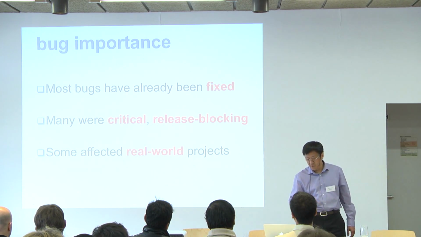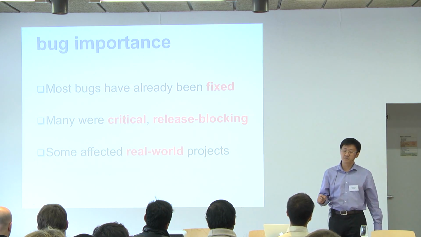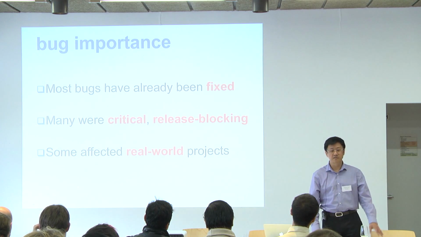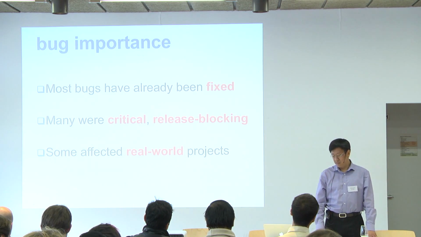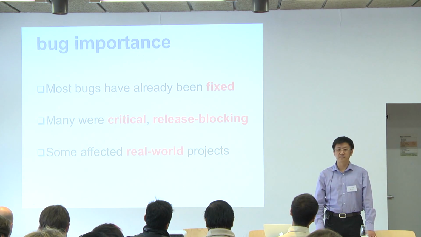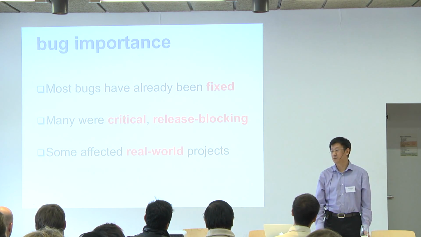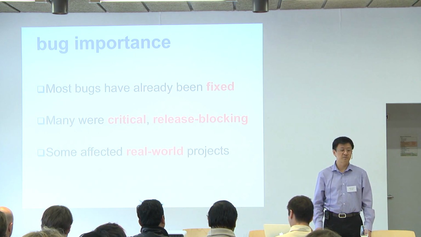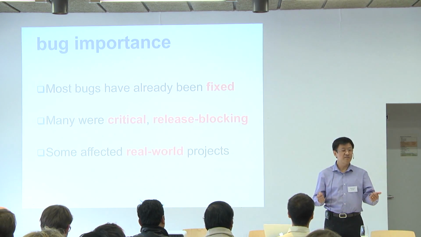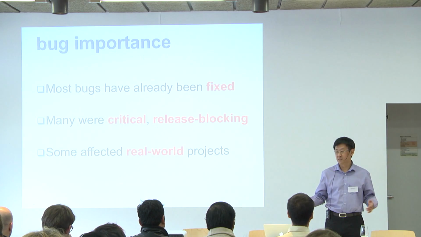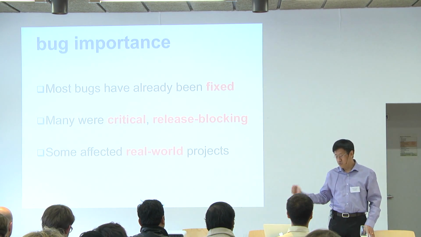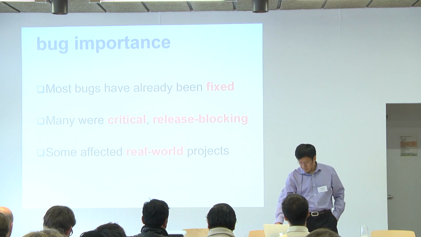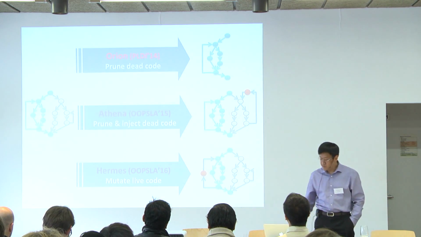And also, some of the bugs affected real-world projects. There was an interesting GCC bug that we reported, and then a few days later another person reported a bug, saying, I'm trying to use GCC to compile the media player, MPlayer. And it was able to produce an executable, but when I run it on a media file, it crashes. So, a few days later, they were able to trace it back to the original bug that we had reported. So that's Orion.